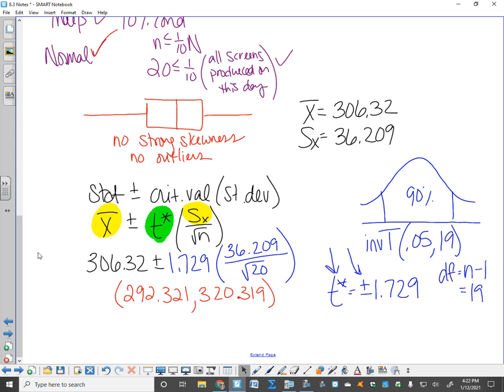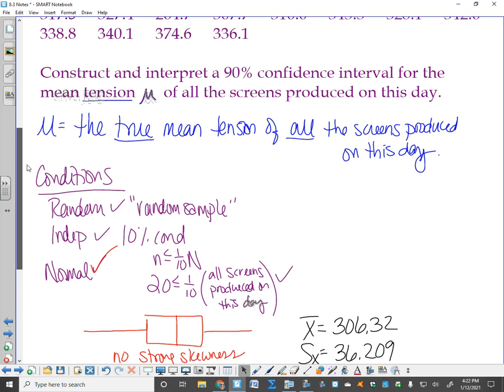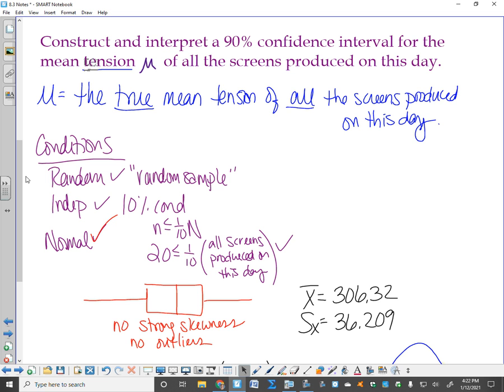Okay, now look, you should be tired. That's a big problem. That's a lot, but it's always so pretty. It's so pretty, and you did so much. Like you took data, you checked conditions, you found a confidence interval for a mean, and you drew your conclusion. Like that's big stuff. My little stats babies are growing up. Y'all are doing such a good job.